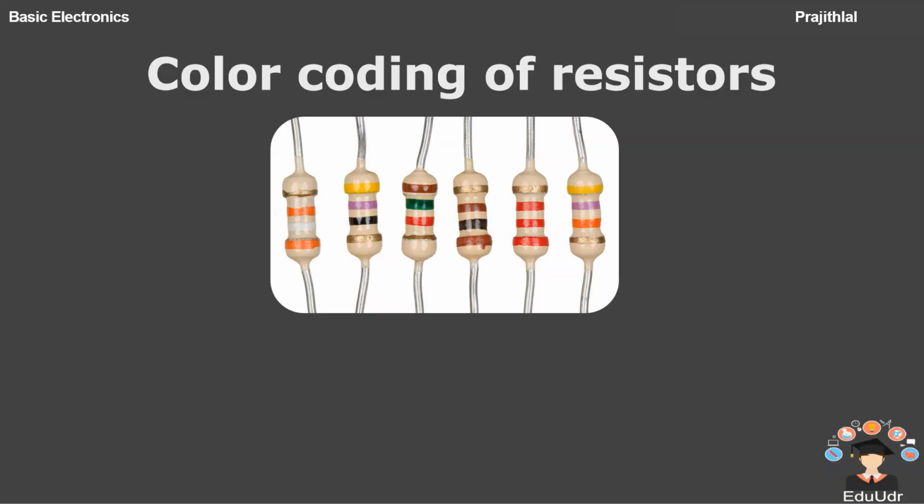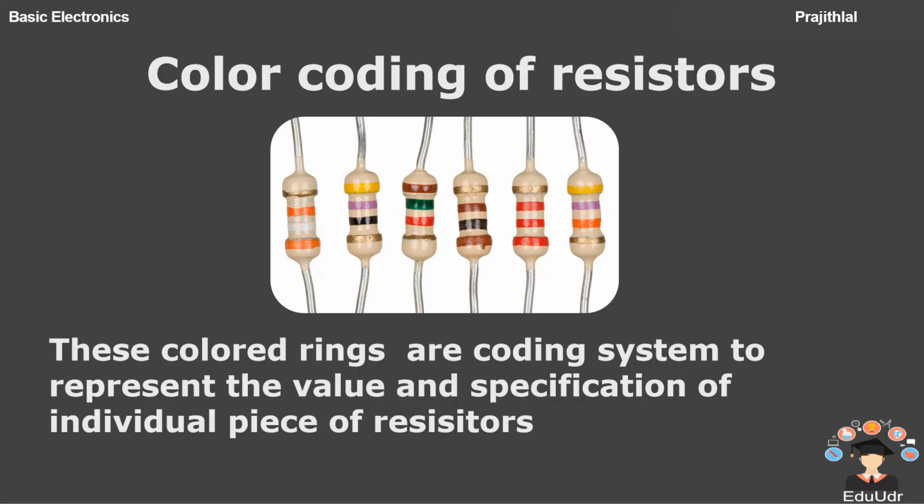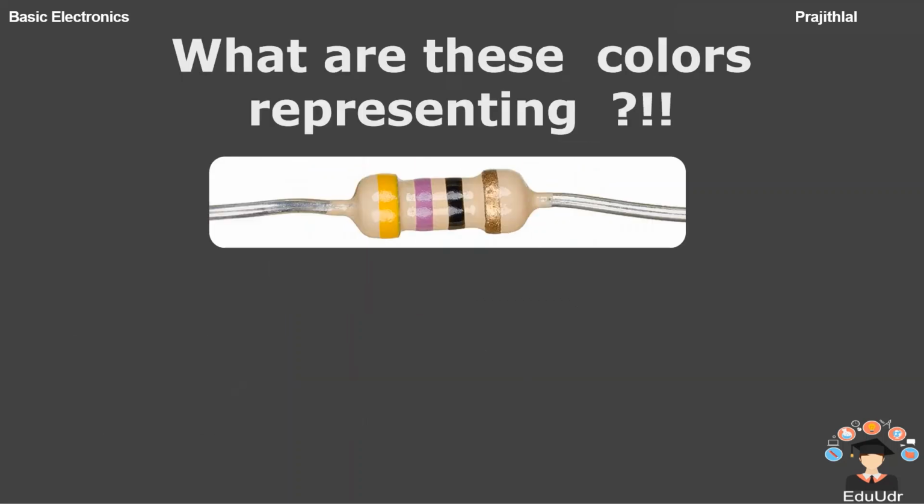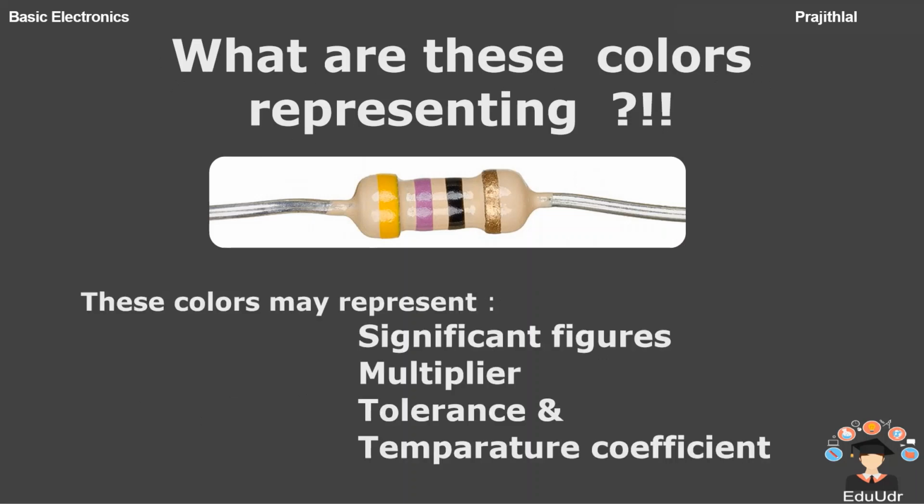Color coding of resistors. We have seen those colored rings of different colors and different numbers over these resistors. Some resistors have 3 rings, some 4, 5 and up to 6. These colored rings are a coding system to represent the value and specification of individual resistors. So what are these colored rings representing? These colors may represent significant figures, multiplier, tolerance and even the temperature coefficient.